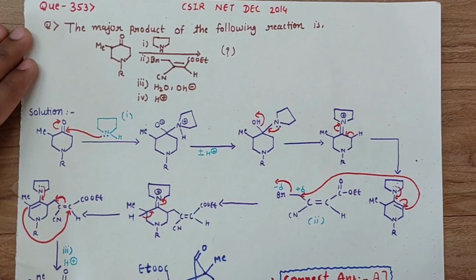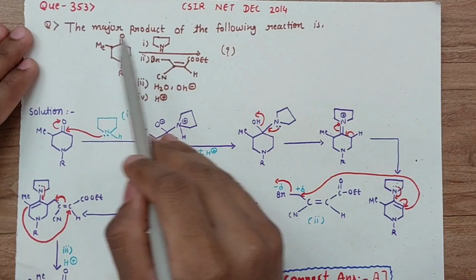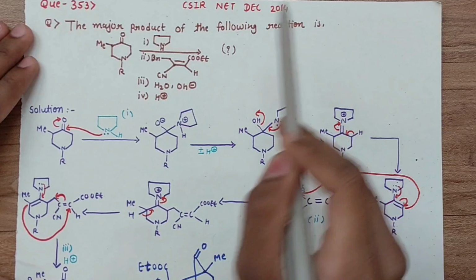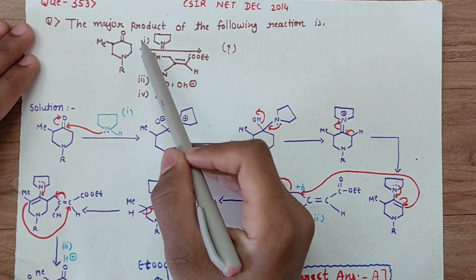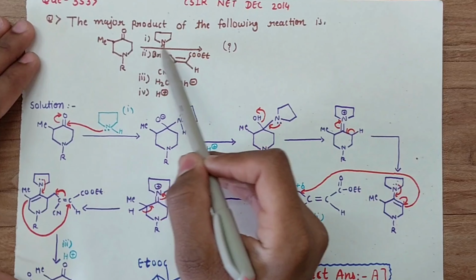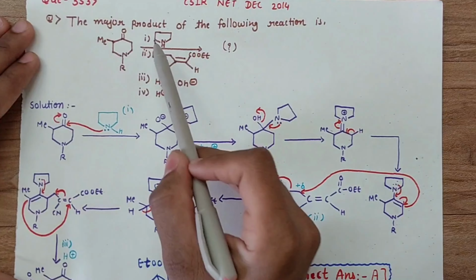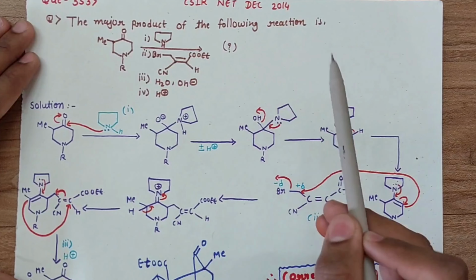Hello students, our today's question is: the major product of the following reaction is... Here our starting material is a ketone compound and our first reactant is pyrrolidine. It is a base. So this reaction is an example of the Stork enamine reaction.